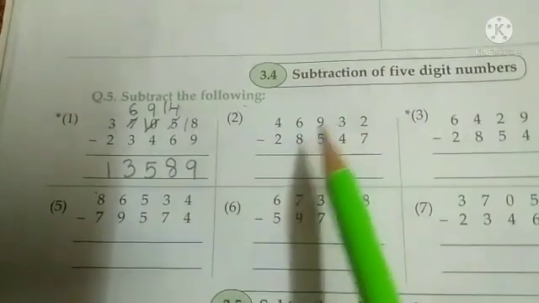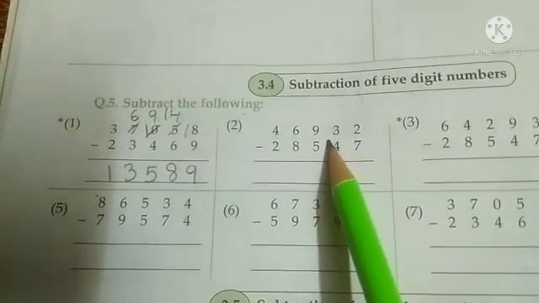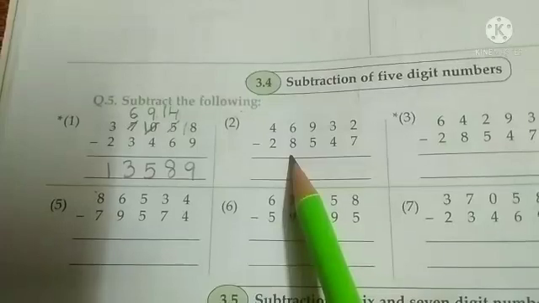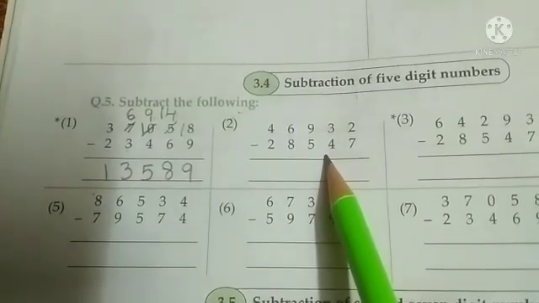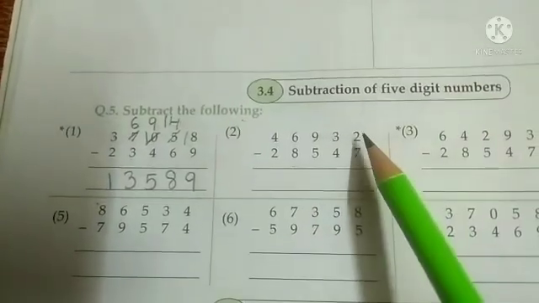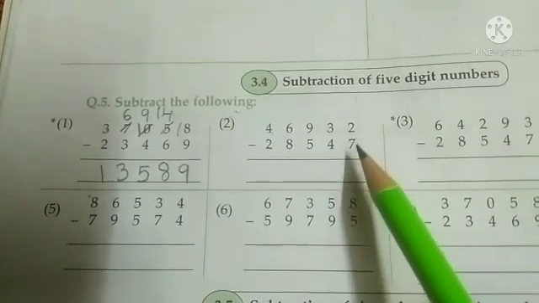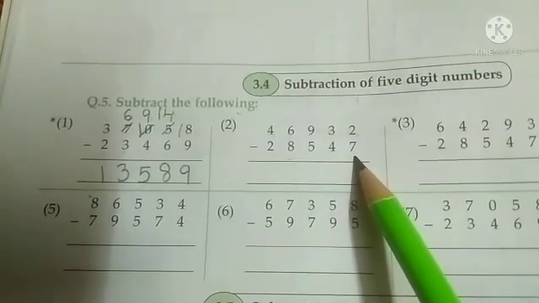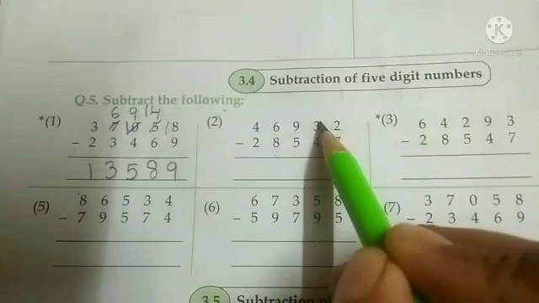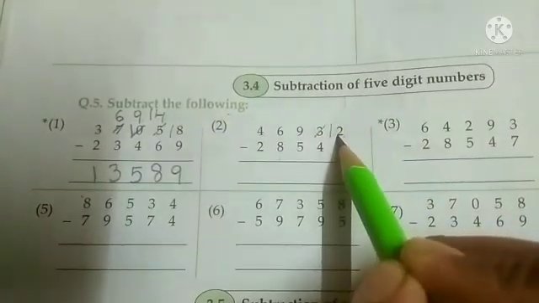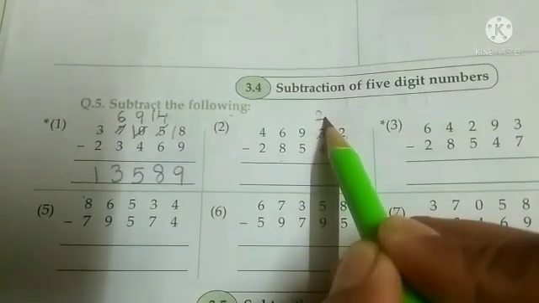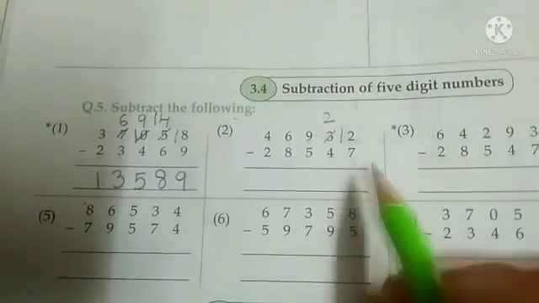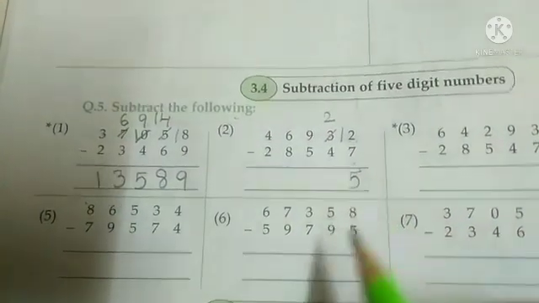Now second one, 46,932 we have to subtract with 28,547. Now again here, see the smaller number is here and the bigger number is there. So what you will do? You will carry 1 from 3. So it will become 12 and here 2 will remain. Clear? So 12 minus 7, what you will get? You will get 5.